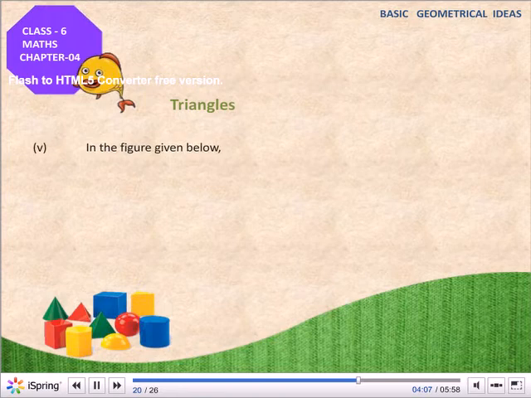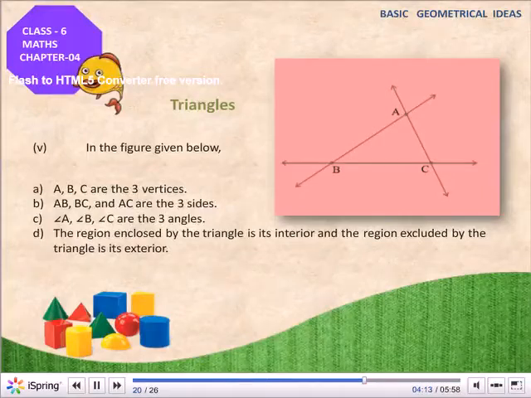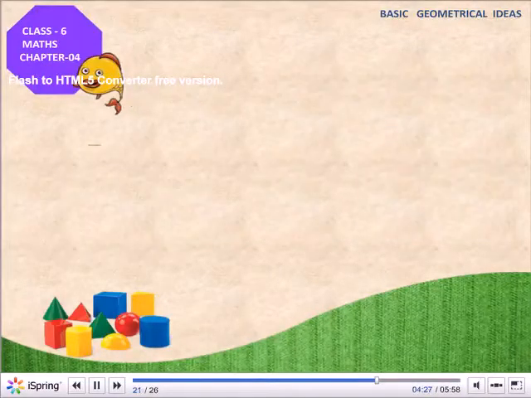In the figure given below, A, B, C are the three vertices. AB, BC, and AC are the three sides. Angle A, angle B, angle C are the three angles. The region enclosed by the triangle is its interior and the region excluded by the triangle is its exterior.